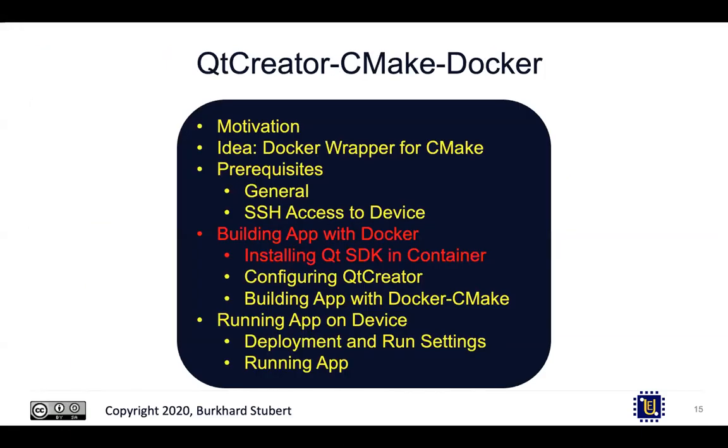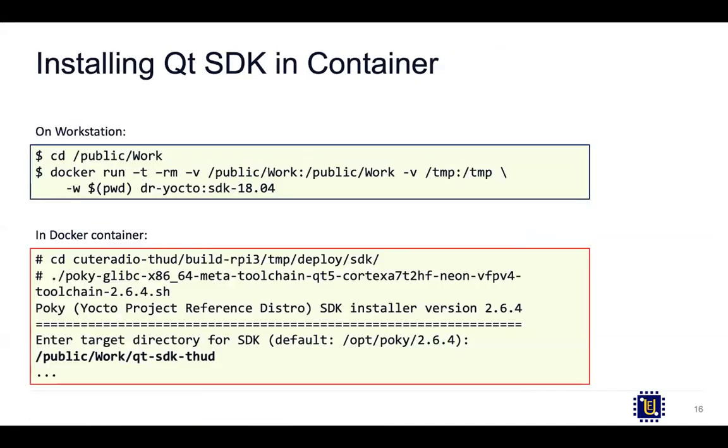You have to install the Qt SDK in the container because you are building against a given Qt SDK. The first thing is that you start on your workstation. You run your container in a shell. You run a shell in the container, and in the Docker container, that's the lower box here, you do the standard thing to install a Qt SDK, which you either build yourself or download from the Qt company's website if you are a commercial customer.